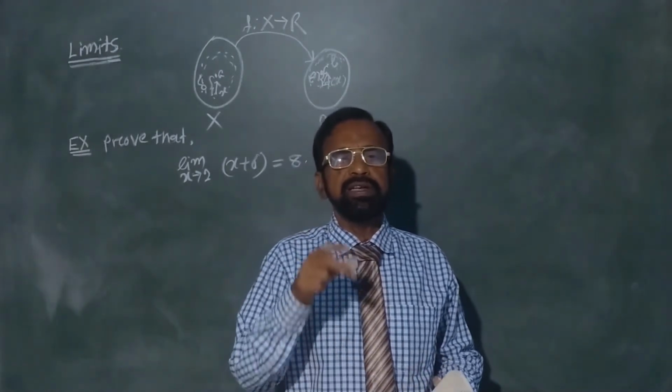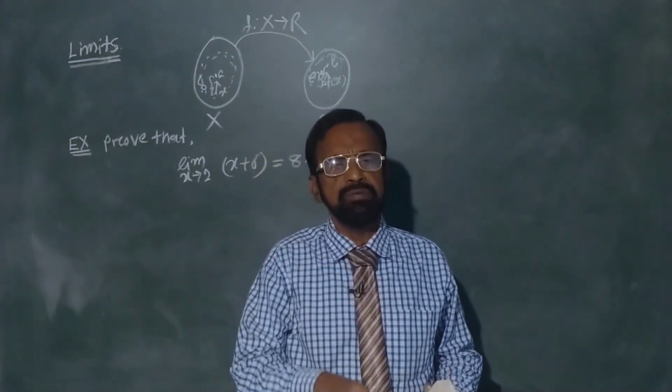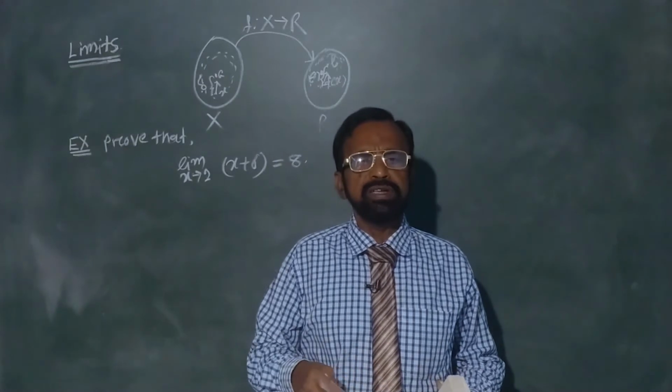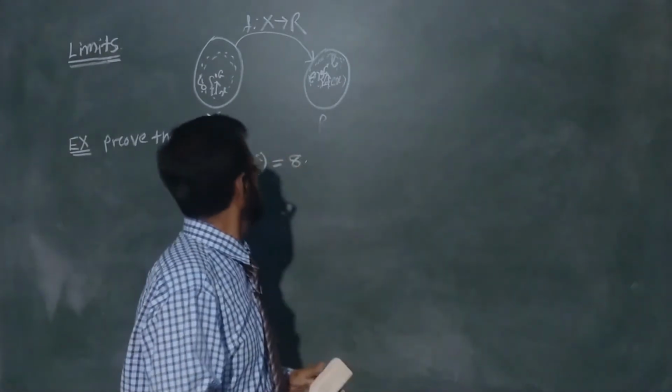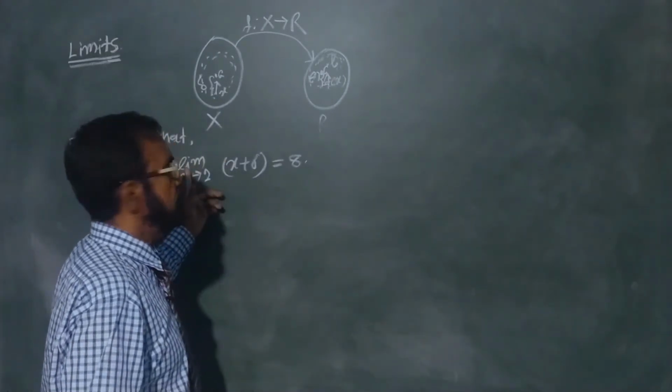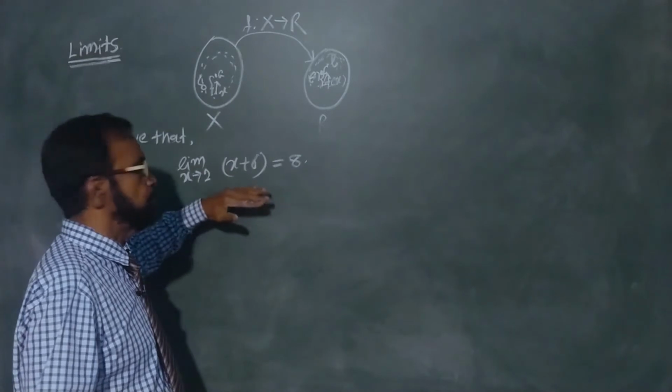That means 3 taka 25 paisa is the exact value. Now we will discuss the approximate value, meaning the limiting value. That's why limit x tends to 2 of x plus 6 equal to 8, we prove this.